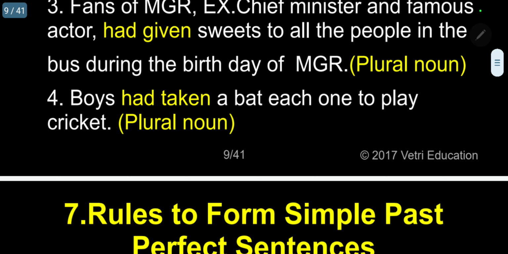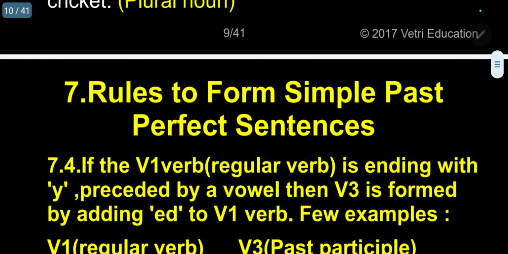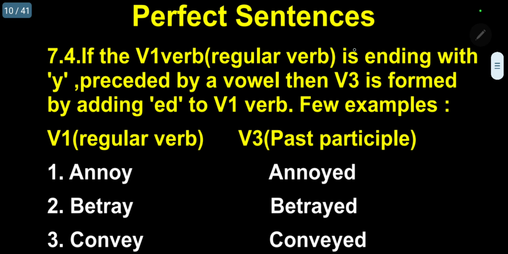Boys had taken a bat each one to play cricket. Plural. See, always in these simple past perfect sentences, "had" must come, and the V3 verb will be coming. Please follow. This is the rule. Rule 4, very, very important.